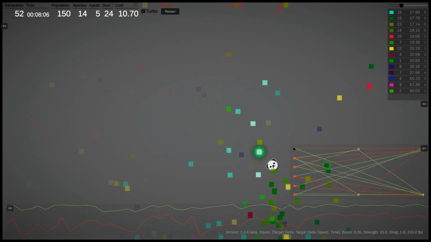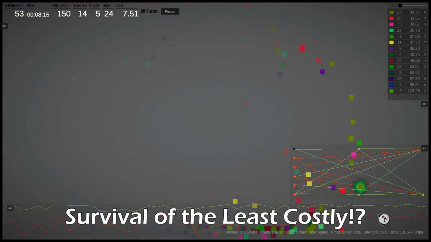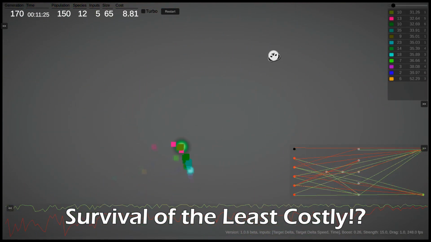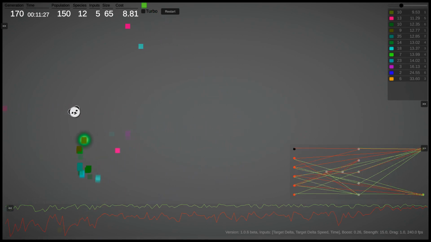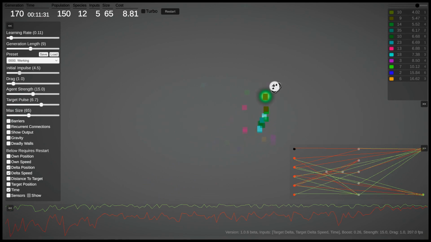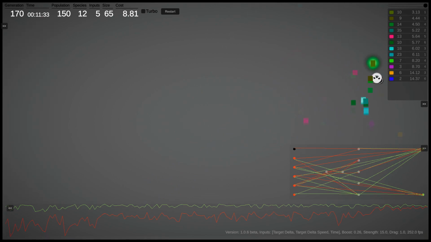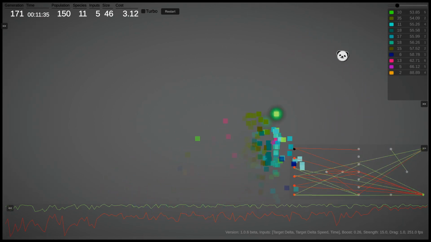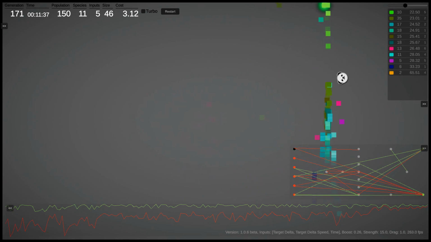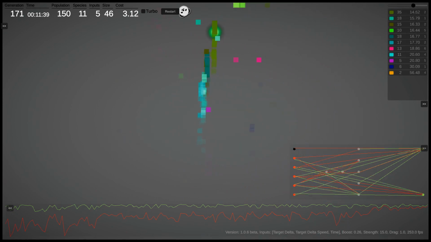In this case, the cost is defined as how far the creature is from the target position. Actually, it's the average square distance to the target over time. The faster the creature can arrive at the target and the closer the creature can stay to the target, the lower the cost will be. Get there, stay there, and don't give up the fight.